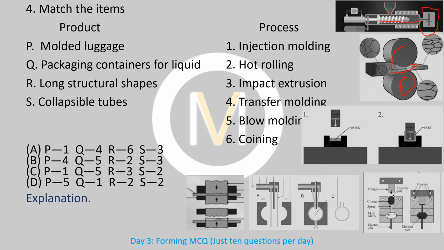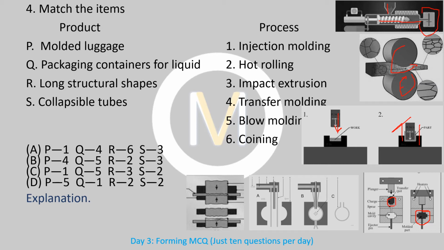Third is impact extrusion. Because of this impact, the material here tries to move up from both the side corners. So this is called impact extrusion. Next is transfer molding. Here the material kept in the chamber is pushed down to a separate chamber, that is actually the cavity. This type of transfer happens, that's why it's called transfer molding.